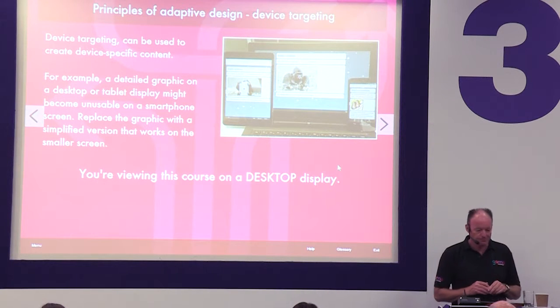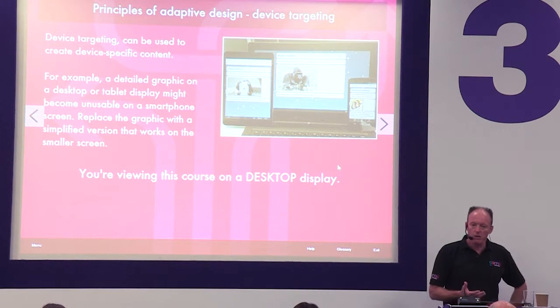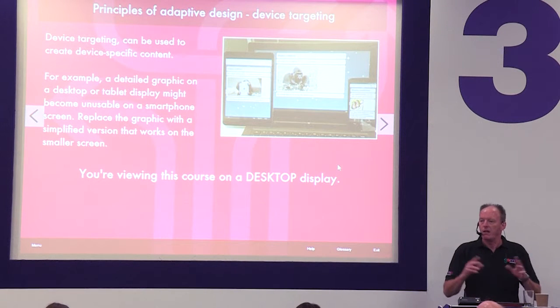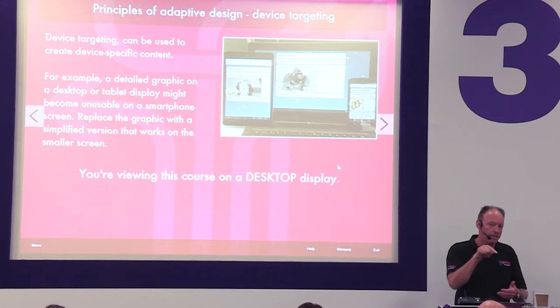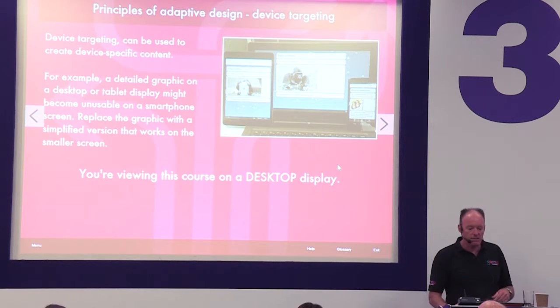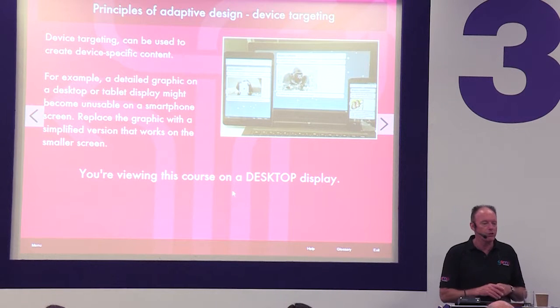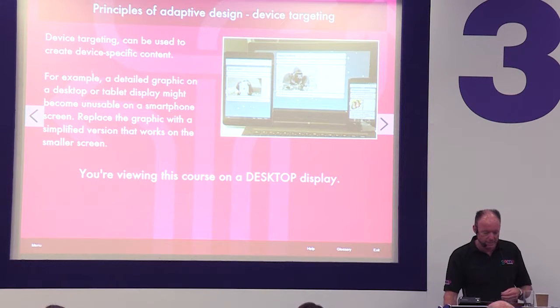Next thing we can do with adaptive design is device targeting. Because we know what the device is and we can sense the device, we can target the device with particular content. A good example is you might have a beautiful world map on your desktop and tablet course that looks fantastic, but if you just shrink it down to smartphone size, it becomes unusable, the text is unreadable, the hit point's too small to hit. If you use device targeting, we can then target a mobile phone or smartphone with a different version of that world map, maybe a nice scrolling world map. So device targeting for content adaptation.